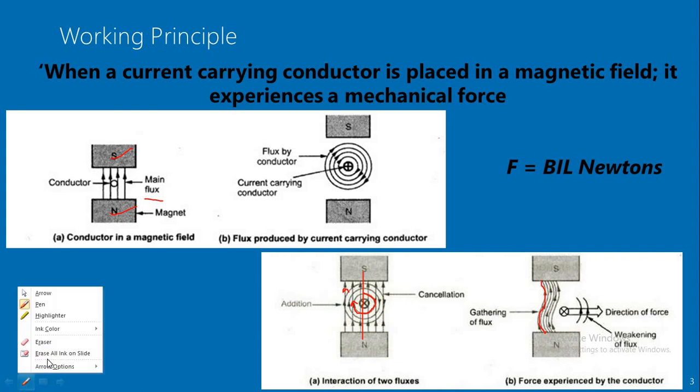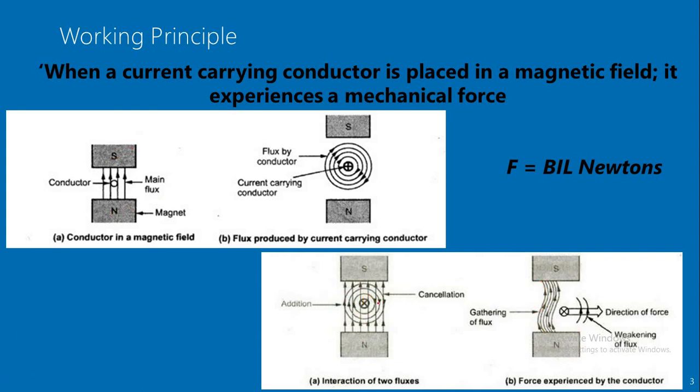Similarly, just check the right side. Here the direction of flux produced by the rotor, or the armature current carrying conductor, is downward, and the flux produced in the field winding is upward. So the directions of flux are opposite, and there will be cancellation of the flux. So on the right side there will be cancellation of the flux, so there is almost no flux on the right side. Now we can check the interaction of the flux. On the left side, the gathering of the flux, that is addition of flux. On the right side, there will be a cancellation of the flux.